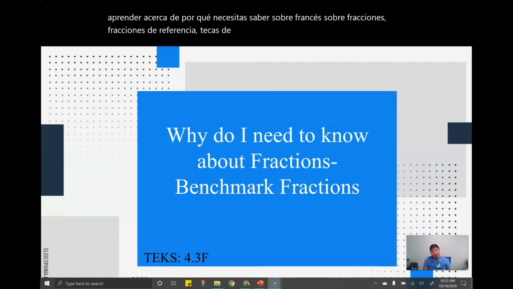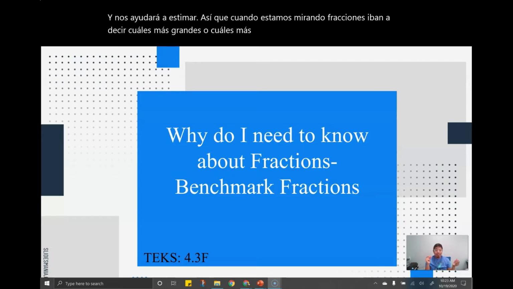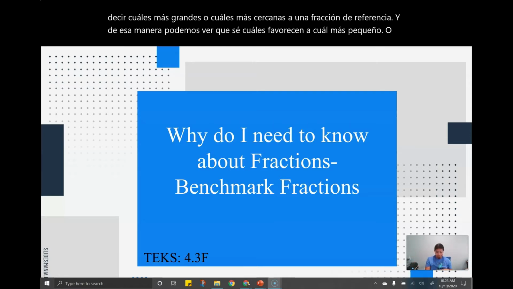So today we're going to be learning about the 4 different types of benchmark fractions, and it's going to help us to estimate. So when we're looking at fractions, we're going to say, which one's bigger or which one's closer to a benchmark fraction, and that way we can see which one's bigger, which one's smaller, or where it's at on the number line, okay?